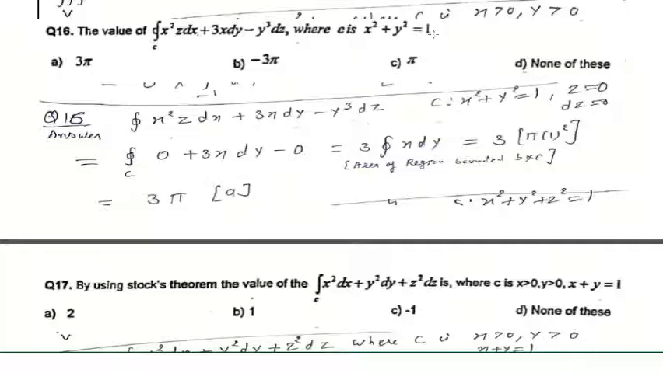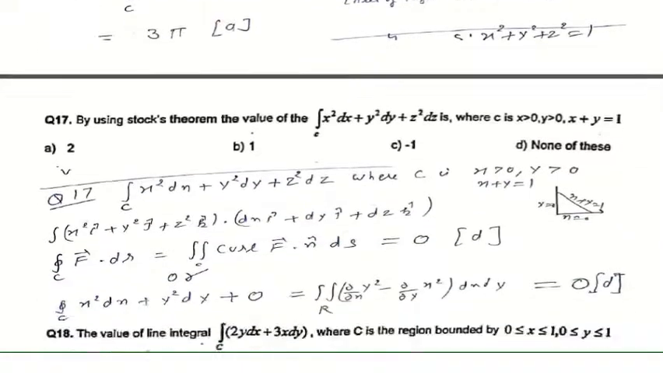With z as 0 and dz as 0, we are left with 3x dy. The answer is 3 into the integral of x dy. X dy is the area bounded by the region R. It is 3 pi r square. So 3 pi, A is the correct option.